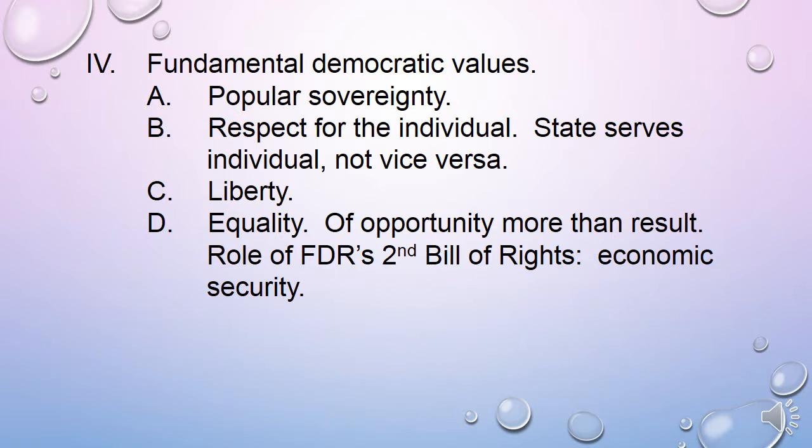Equality of result would lead to more of a socialist state, or an imagined socialist state. But we're talking about equality of opportunity. And one could argue that that doesn't necessarily exist either in this country. Then you also talk about the role of FDR's Second Bill of Rights, talking about economic security, you know, Social Security and those types of things.